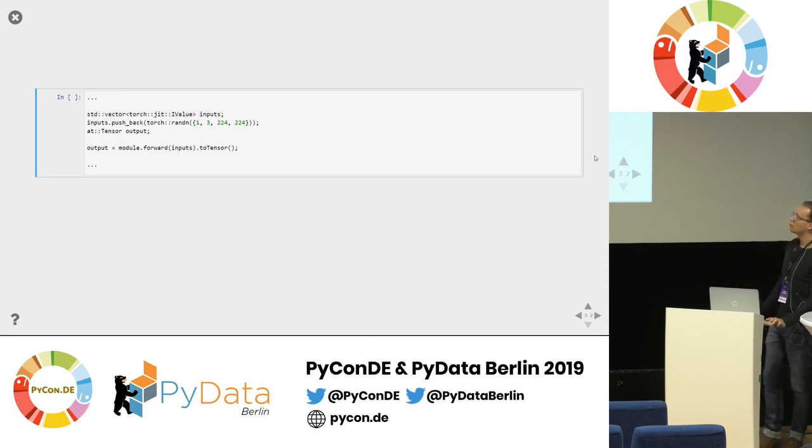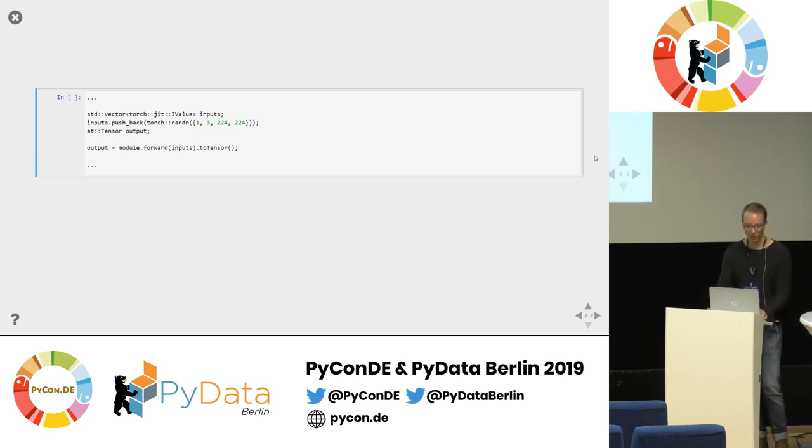So first you have to build your input vector. You're using a standard vector from C++ of IValues, which is a little bit different, but the casting is done automatically. So you take a random tensor, push it into your vector, and then you're defining an output tensor, and then you just call the forward function on your input vector, get an IValue back, convert it to a tensor, and got your output.